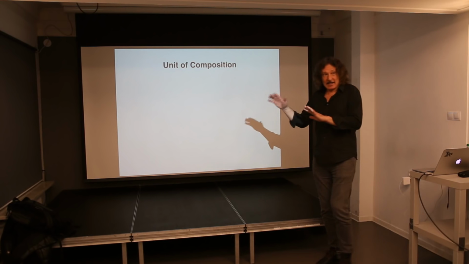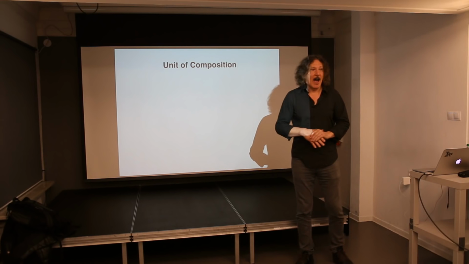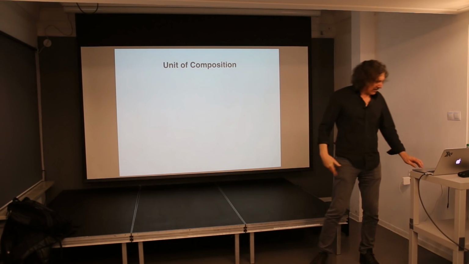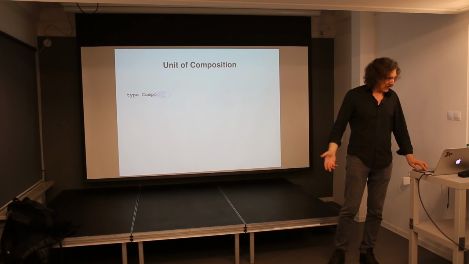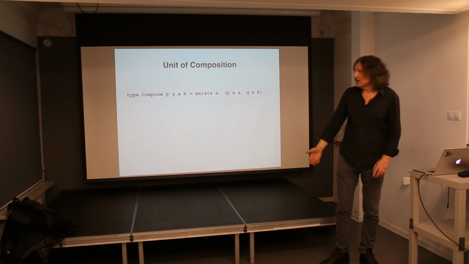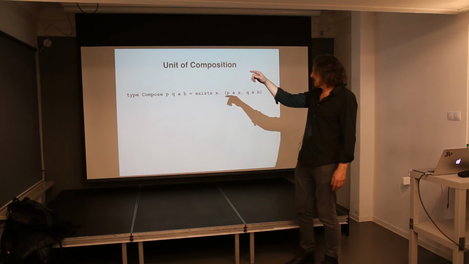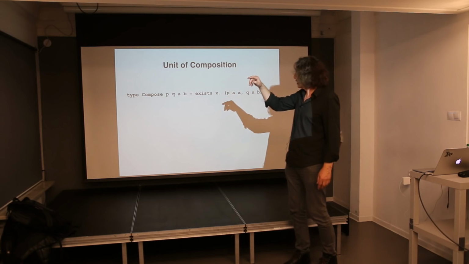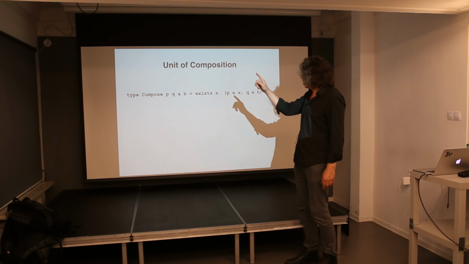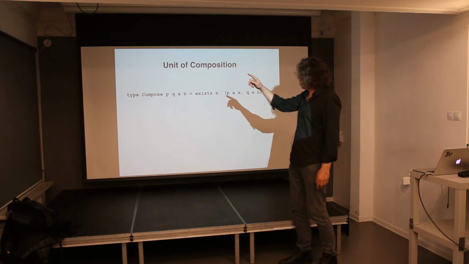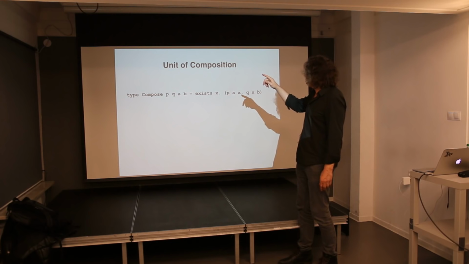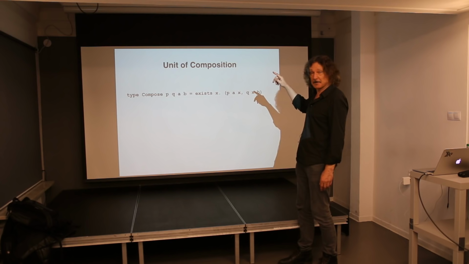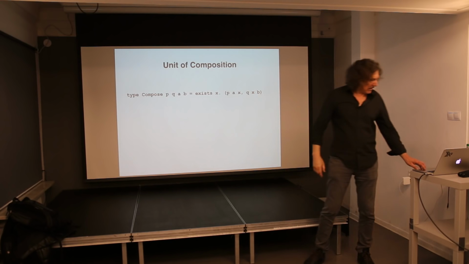Now, why did I have these Yonedas? Because we had this composition. I want to have a unit of composition. Okay, so here's our compose. This is how we were composing profunctors, right? So we take one profunctor, and it's an existential type, right? Takes one profunctor, another profunctor. This is this guy in the middle, right? So this is my compose.